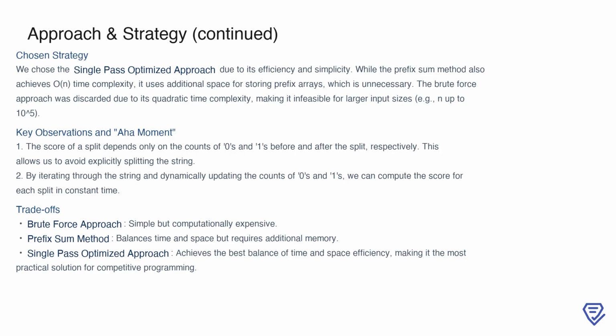The key insight that makes the single-pass approach so effective is that the score of any split depends only on the counts of zeros in the left substring and ones in the right substring. This observation eliminates the need to explicitly split the string or pre-compute prefix arrays. By dynamically updating these counts as we traverse the string, we can compute the score for each split in constant time. This strategy balances both time and space efficiency, making it ideal for competitive programming scenarios where performance is critical. The trade-offs are clear. While brute force is simple, it's computationally expensive, and while the prefix sum method balances time and space, it still uses more memory than necessary. The single-pass approach avoids both of these drawbacks.